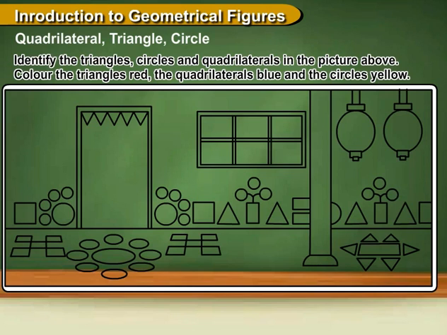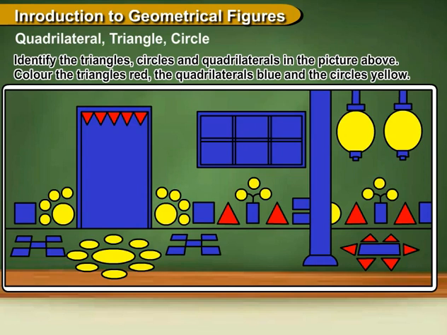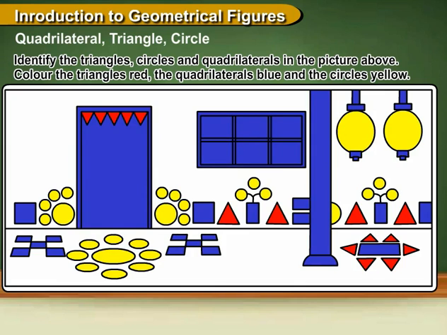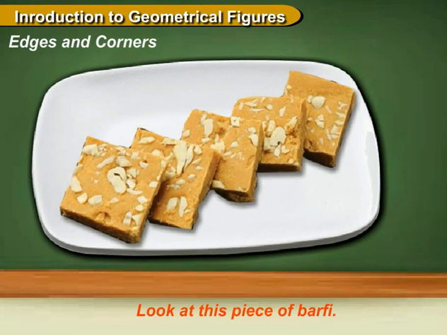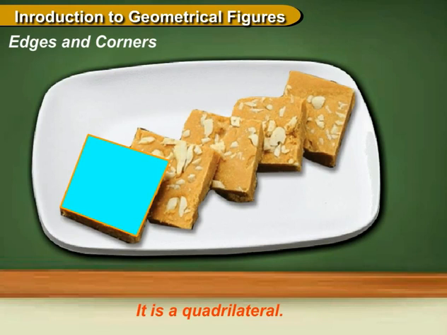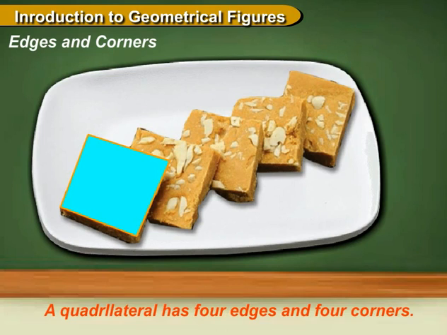Identify the triangles, circles, and quadrilaterals in the picture above. Color the triangles red, the quadrilaterals blue, and the circles yellow. Edges and corners. Look at this piece of barfi. It is a quadrilateral. A quadrilateral has 4 edges and 4 corners.